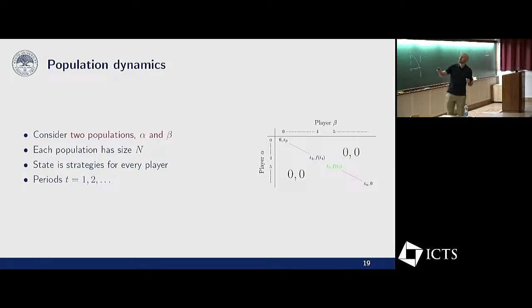We're going to consider two populations, alpha and beta. Each population has size n, so they're going to have equal sizes. Could be the same population, you just play different roles sometimes, right? Sometimes you're a buyer, sometimes you're a seller. A state is going to be the strategies for every player, as we've looked at before. And the strategies are 0 all the way up to however many you have in your discretization. And the periods are t equals 1, 2. We're going to run it as before.